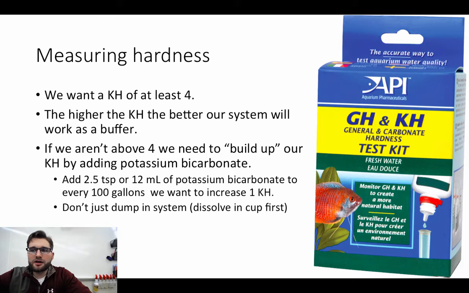We want our carbonate hardness to be at least 4. The higher the carbonate hardness, the better our system will work as a buffer. And so if we are not at 4, we want to build that up by adding potassium bicarbonate. And then we've got some instructions down here for how to do that. Right now, we aren't too worried about adding any potassium bicarbonate. When we did our carbonate hardness test, we actually maxed out the chart on this API kit. We had more than 12 drops added for the carbonate hardness. And so we are well above 214 parts per million of our carbonate.